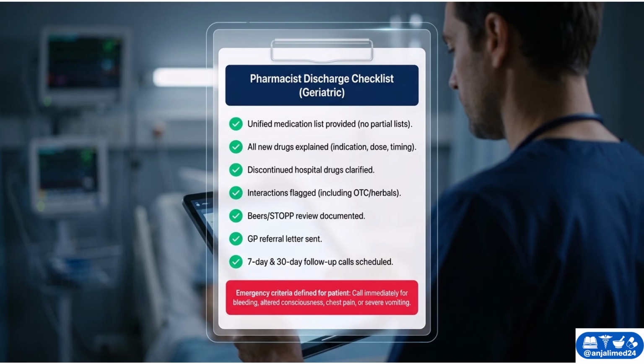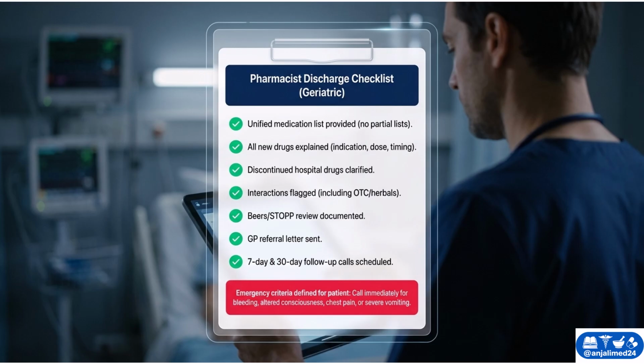For geriatric patients with polypharmacy, discharge is one of the highest risk moments in healthcare. A single missed instruction, duplicate prescription, or unrecognized interaction can lead to serious complications, emergency readmission, or even death. This checklist ensures that no critical step is overlooked and that before the patient leaves hospital, the patient understands everything. Let's review each component carefully.